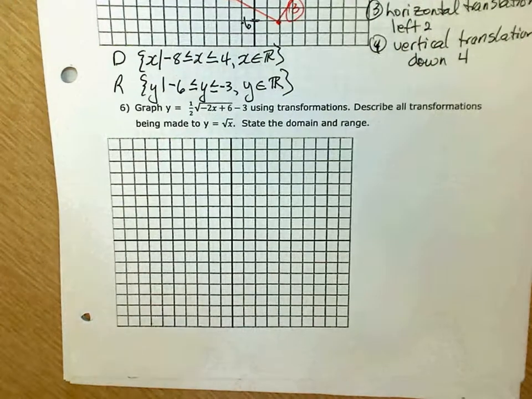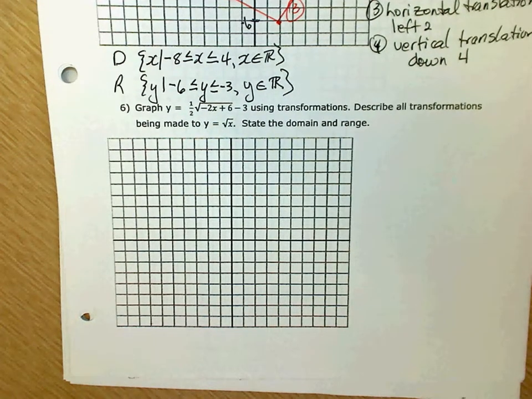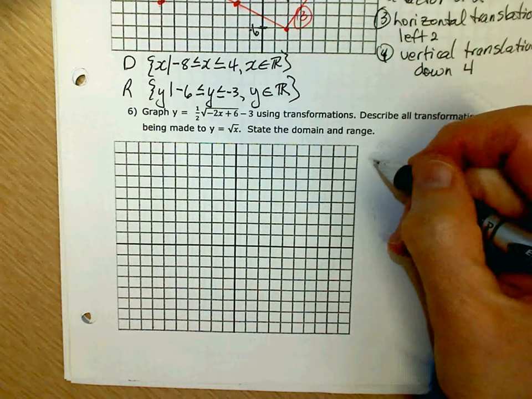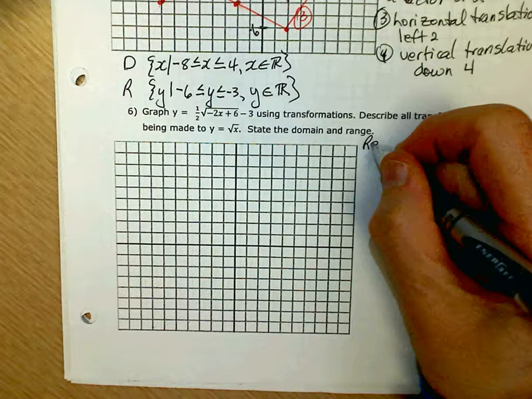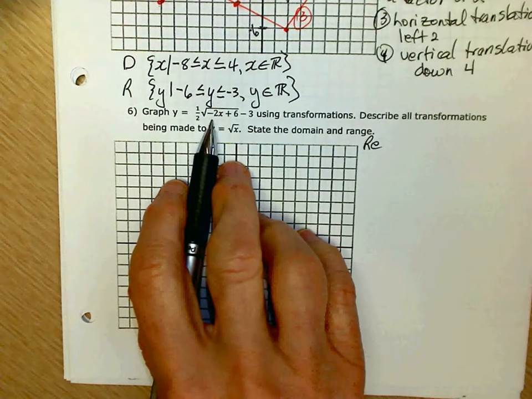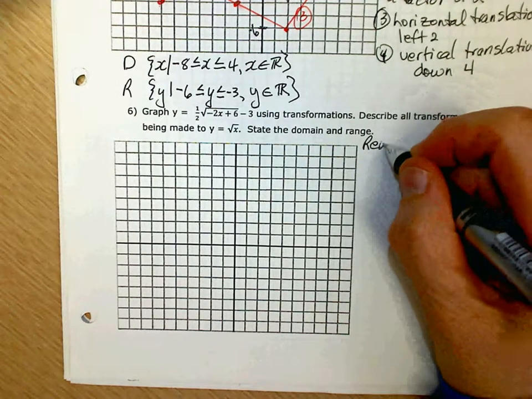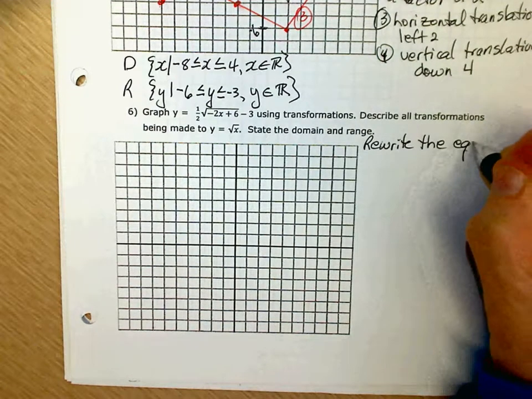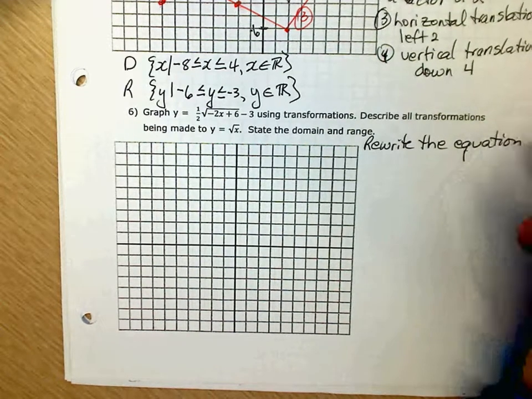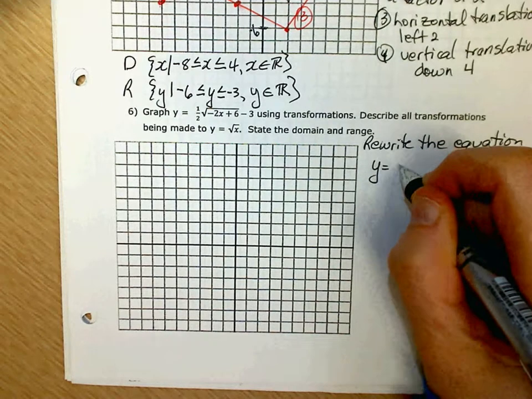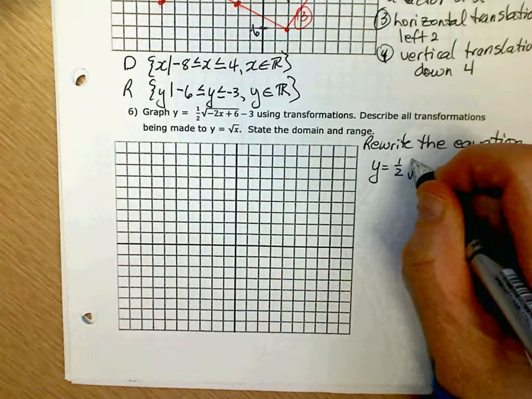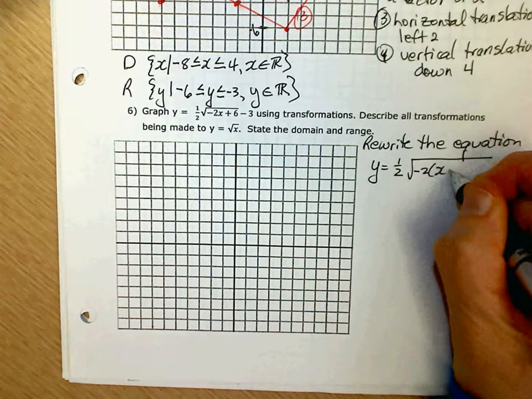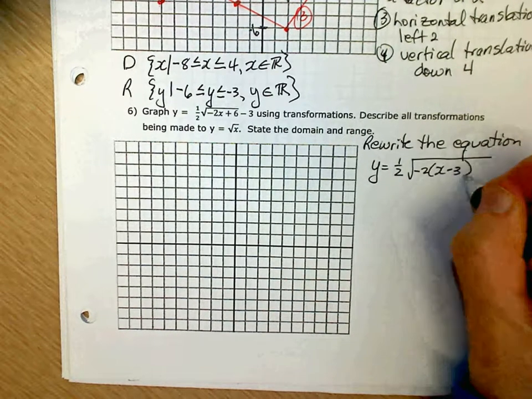Okay, so now this is a square root function. And the first thing we're going to do is rewrite the equation because notice k is negative 2. So y equals 1/2 square root of negative 2 times x, minus 3, and minus 3 outside.